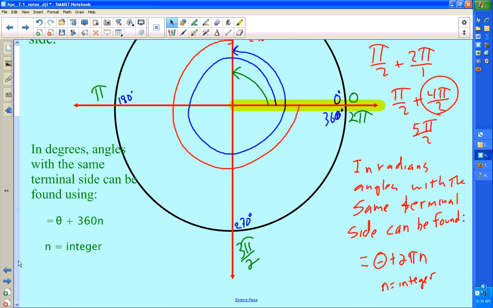In radians, angles with the same terminal side can be found by taking theta plus 2 pi n, where n is an integer. Theta plus 2 pi n. If you add 2 pi once, or twice, or 3 times, or 4 times, that's what n is. How many more times around do you want to go?